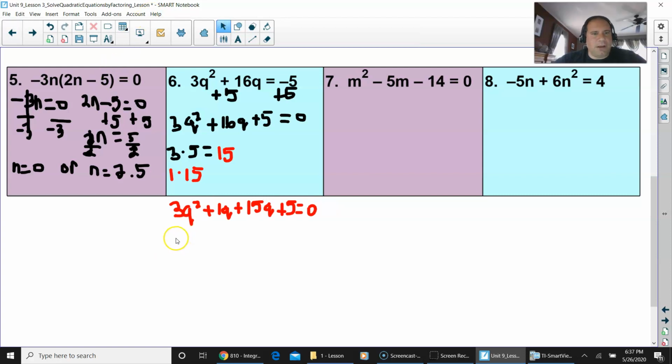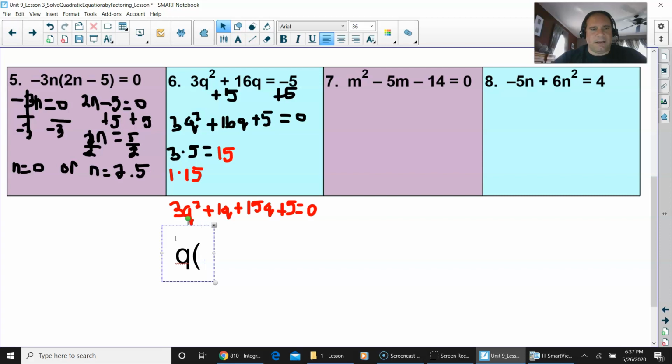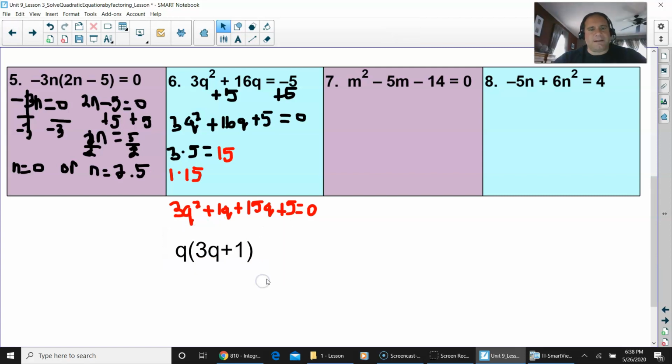Okay, here we go. So we have to factor the first two terms. I am going to say that q is the greatest common factor. So what times q equals 3q squared? 3q times q equals 3q squared. And then what times q equals 1q? Well, I'm going to put that plus 1. Right, and that is the first factoring.